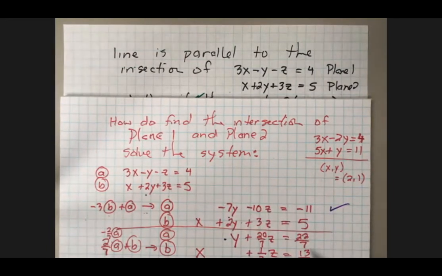We'll check this error out, and then we'll take a break. X plus 2y plus 3z equals 5. Now, what are we supposed to do here? 2 sevenths, 20 sevenths, 21 sevenths. That's 1 seventh. Minus 22 sevenths, 35 sevenths. 13 sevenths. If you see the error, type it in the chat box.